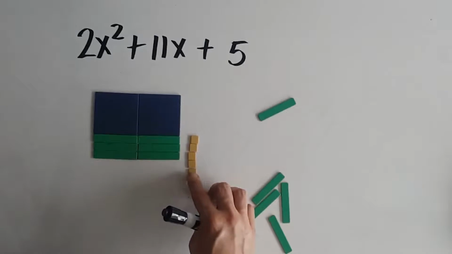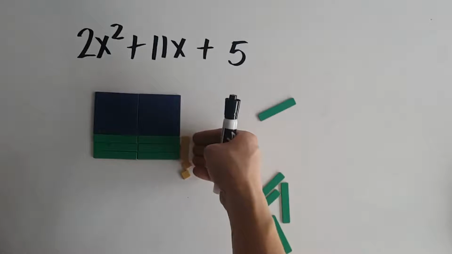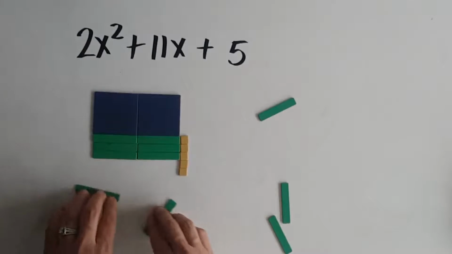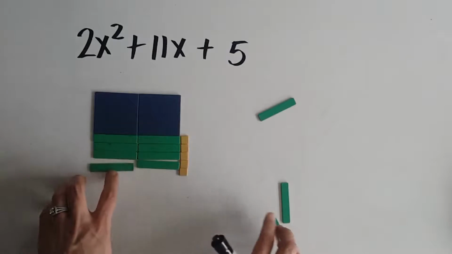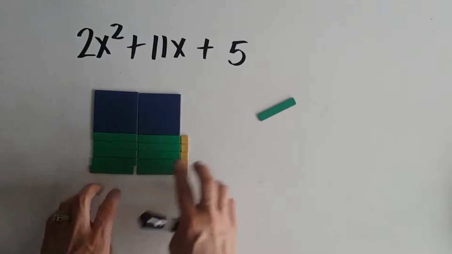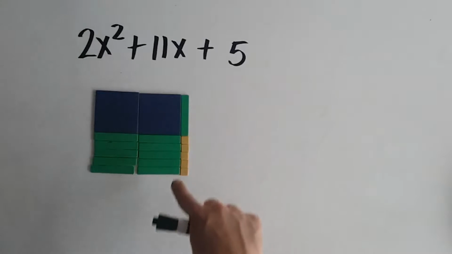So this tells me that I might need 5 right here in a straight line. So I'm going to need some more of these. And then I need this one. So now I've got a rectangle.